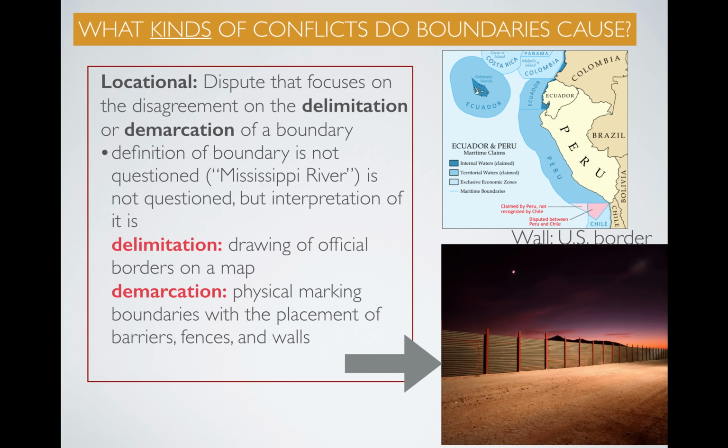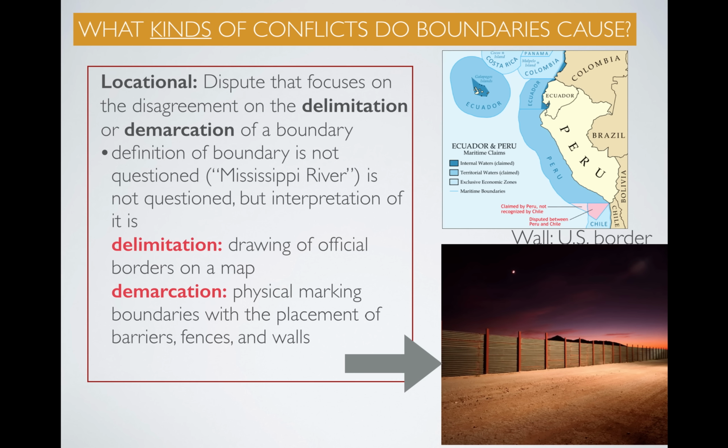This is going to take some specific language to break down. Generally speaking, a locational boundary dispute comes up when the definition of the boundary is in question. So what the boundary is not exactly questioned, but the interpretation of the boundary is. So for example, there are two types within this concept of a locational boundary dispute. Some states often disagree over the delimitation of a boundary or a demarcation of a boundary.